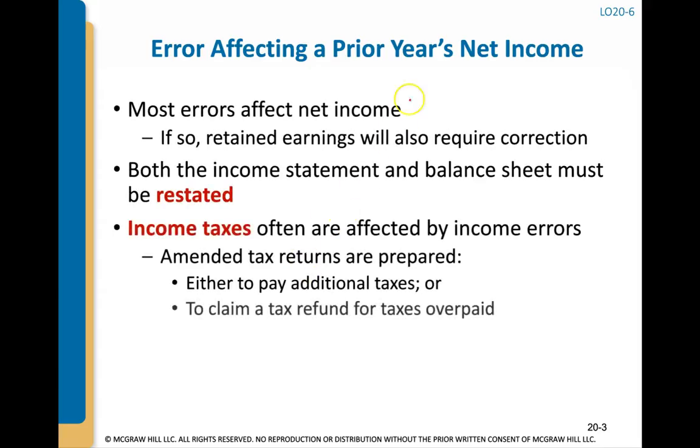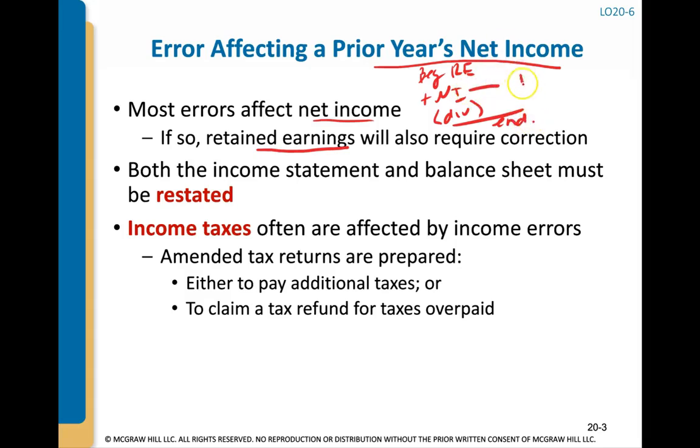Most errors affect a prior year's net income. And when that happens, that means that the prior year retained earnings was incorrect because net income goes as part of retained earnings, right? Because you have your beginning retained earnings plus net income minus dividends equals your ending retained earnings. So if your net income is overstated, let's just say it's too high, then your ending retained earnings is too high, which flows into the next year's beginning retained earnings. So, and vice versa. If one's too low, the other one's too low.